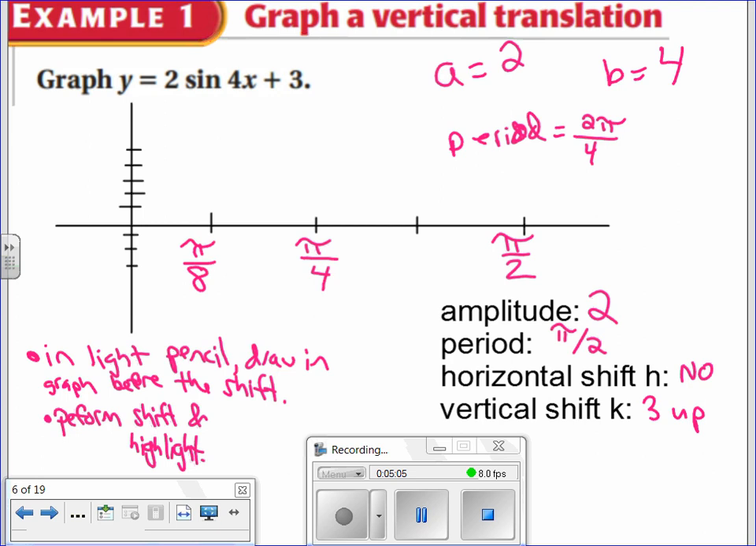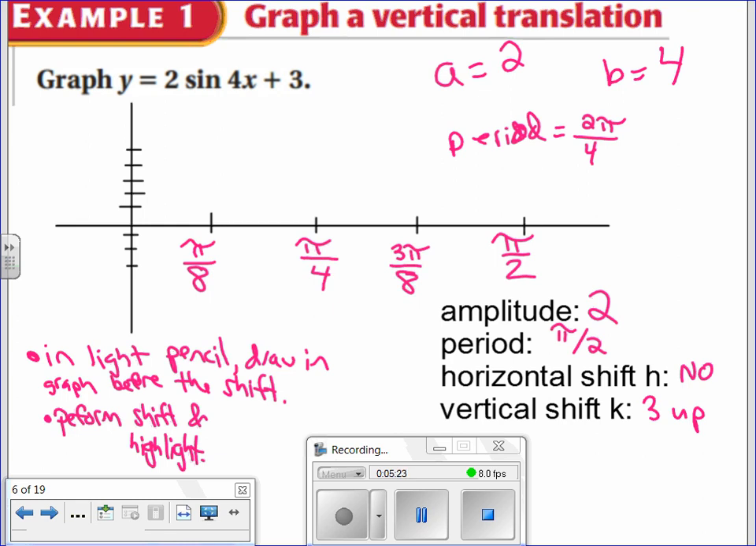Perfect. And do you remember how to get the third hash mark? Right, triple your first hash mark. So take your pi over 8, multiply it by 3 over 1. So 3 pi over 8. All right, so we're about to draw in what our sine graph would look like before the shift.